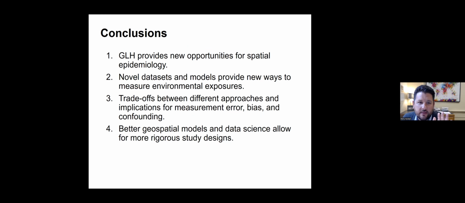For sure. So I think these are the conclusions from all the stuff I presented. I think the Google location history has a lot of opportunity. New data and models provide new ways to measure exposures. And once we start transitioning from residential to personal exposure, we need to be really careful with these trade-offs between measurement error, bias, and confounding. That's something I didn't truly appreciate until I started working with this Google timeline data with the long-term time activity patterns. And then, of course, what this big data really allows in these new models is different types of study designs. Yes, we have this big data, but how do we use it in a better way if we want to look at causal associations?